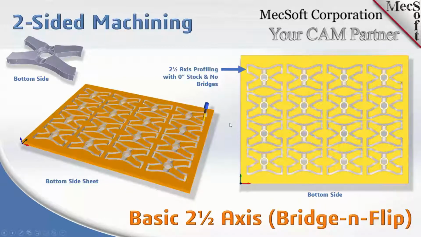So that's just basic two-axis sheet machining. We'll call it bridge and flip, only because you're bridging it. You know, if your table has a vacuum table, you're still going to need the bridges, only because you need to take the part off the table and flip it over. And then obviously, if you have a vacuum table on when you're running the opposite side, it'll help hold the part to the table while you're machining.